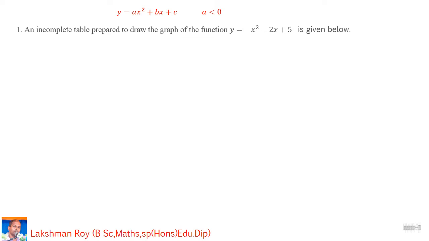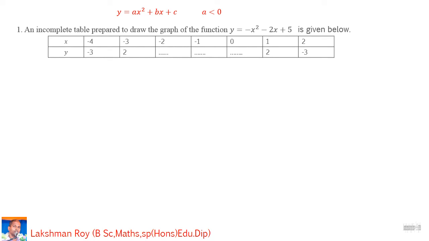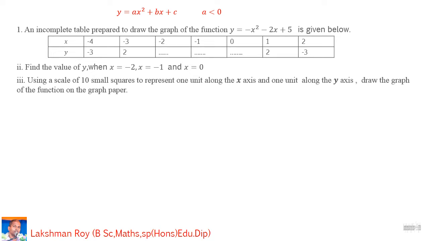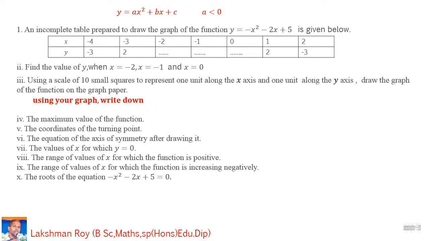Now our part is the y is equal to ax square plus bx plus c type, where a is less than 0. I'll explain using this example. Here the function is y is equal to negative x square minus 2x plus 5. You have to complete this table, draw the graph of the function, and using this graph write answers for these questions. There are 10 questions.